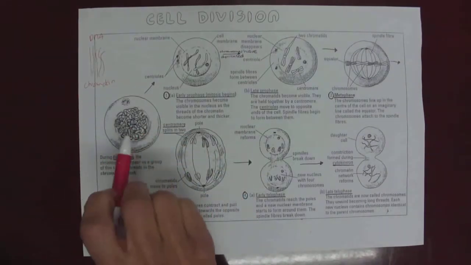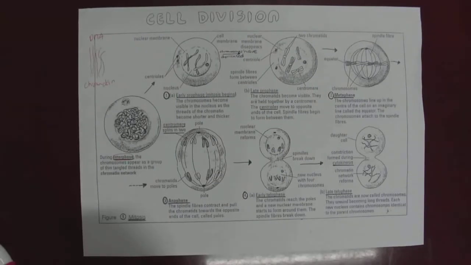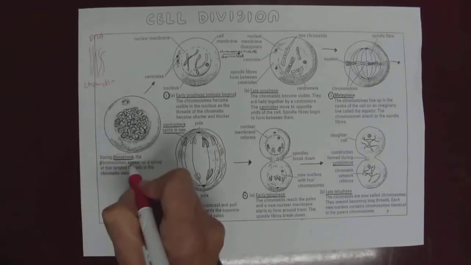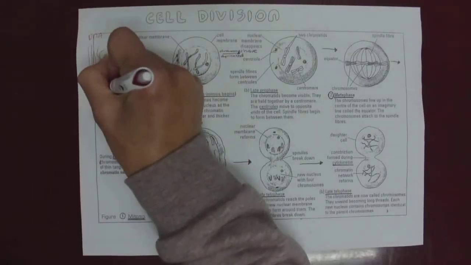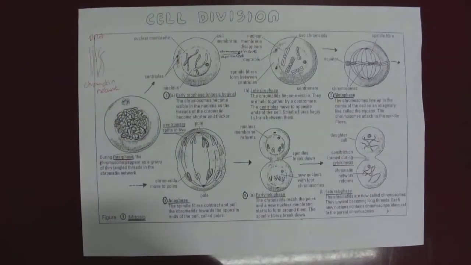So there's the nucleolus, there's all the thread-like DNA, tangled threads. I wouldn't even say chromosomes yet. It's tangled threads forming the chromatin network. In other words, lots of threads in the nucleus, when the cell is not dividing.